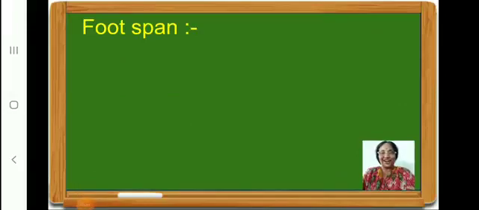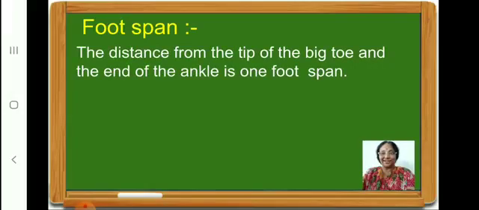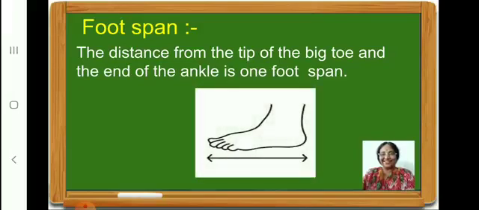Children, now let us learn about foot span. The distance from the tip of the big toe and the end of the ankle is 1 foot span. Children, the distance from the tip of the big toe and the end of the ankle is 1 foot span. Okay?